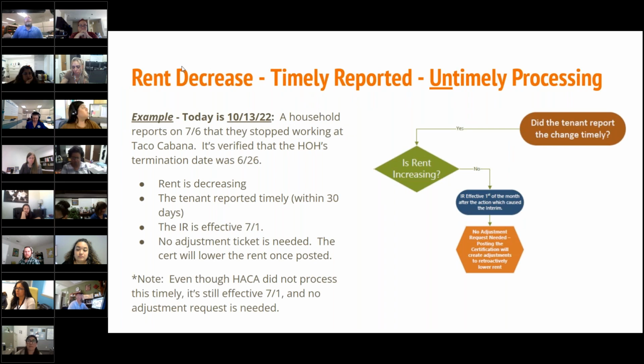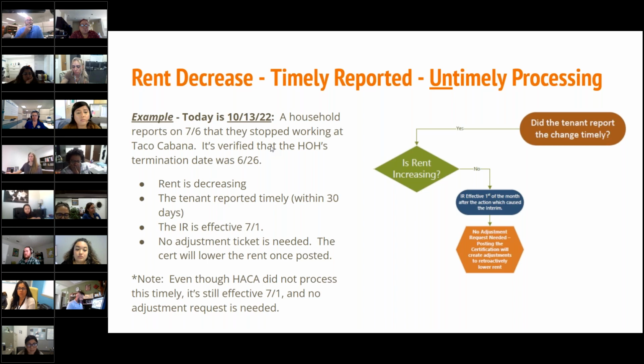So here we're saying it's still a rent decrease. It was timely reported, but we did not process it timely. Untimely processing, that's what we're changing. And so today is today. So if a resident reported on July 6th that they stopped working at Taco Cabana, we verified that their termination date was June 26th. We're not processing this timely. It's been 3 months, right? Over 3 months since they turned in that update form.